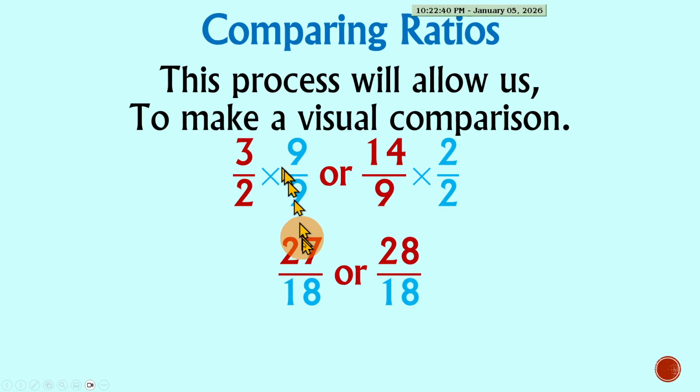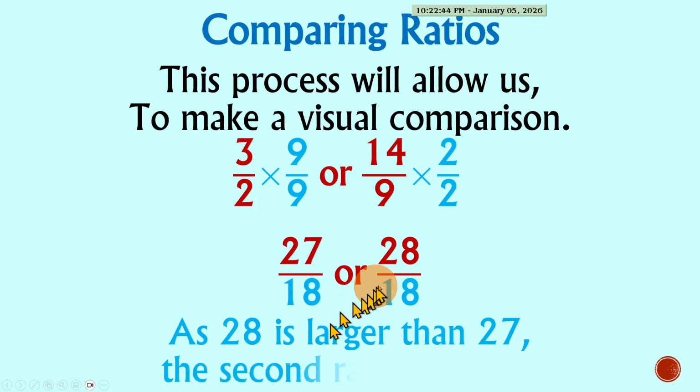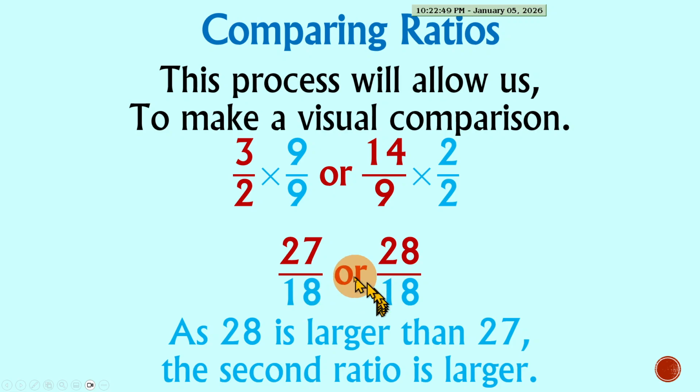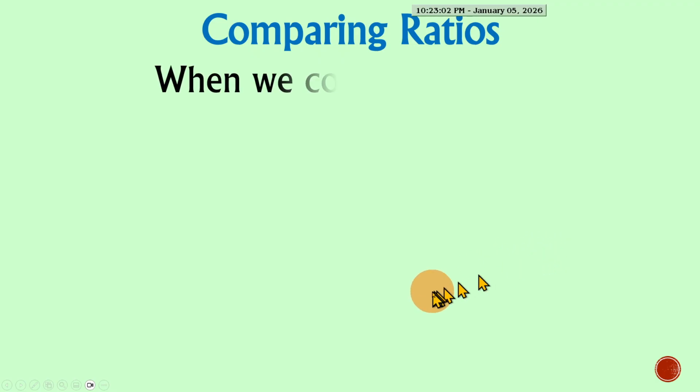So 3 nines are 27, and 14 twos are 28. As you can see, the 28 is larger than the 27. The denominators are the same, so we only need to focus on the numerator. Therefore, 14 ninths, or the ratio of 14:9, is greater than the ratio of 3:2. Let's have a look at another example.